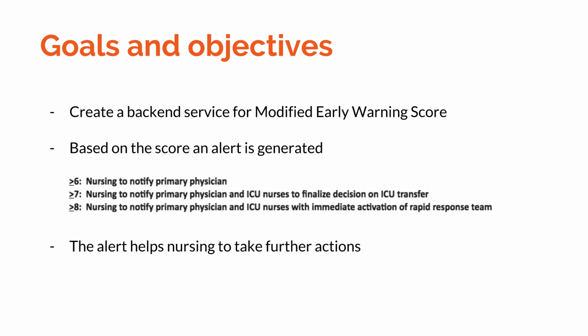Now, the goal of our project was to create a backend service to calculate the modified early warning score and display an alert based on the score value. Our mentor had a requirement that if the score is 6, then display an alert for nursing to notify the primary physician. If the score is 7 or 8, the message is shown in the picture.